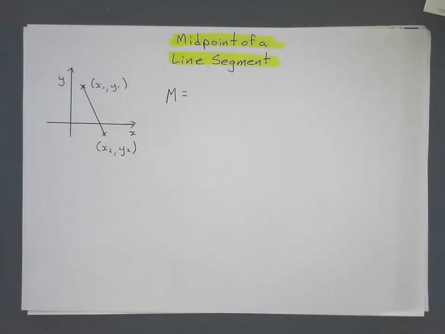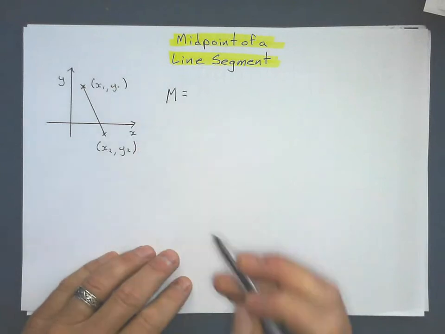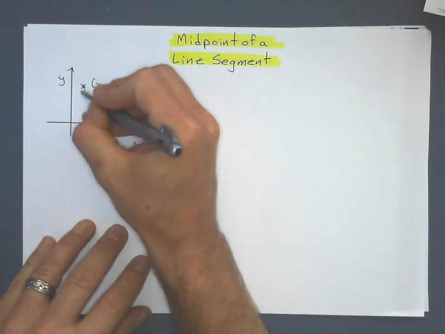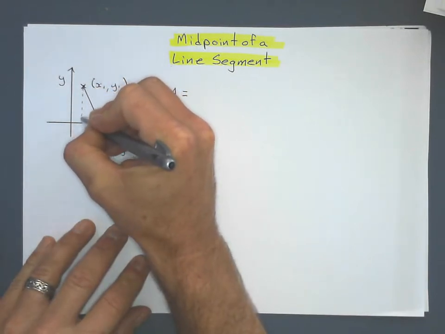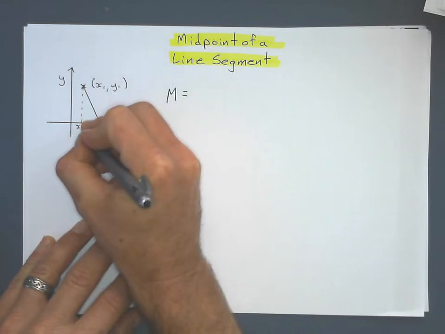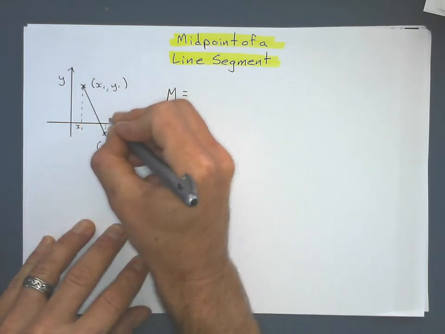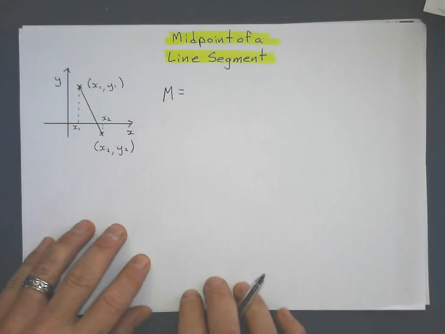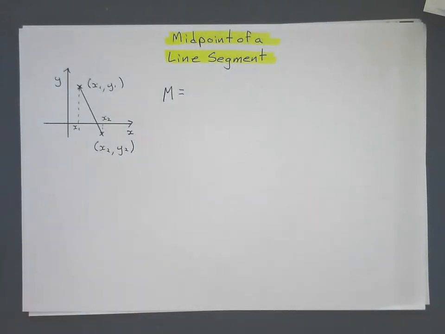So, if I'm finding the midpoint of a line segment, all it is in words is the mean average of each coordinate. So, for example, if I look at the two x-coordinates, which fall right here, x1, and right here, x2, the x-coordinate of the midpoint will be the mean average of those two x-coordinates.